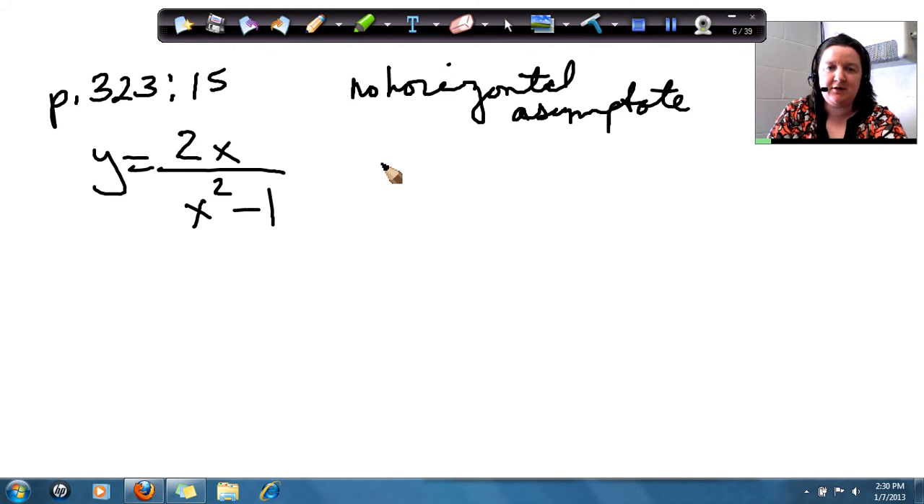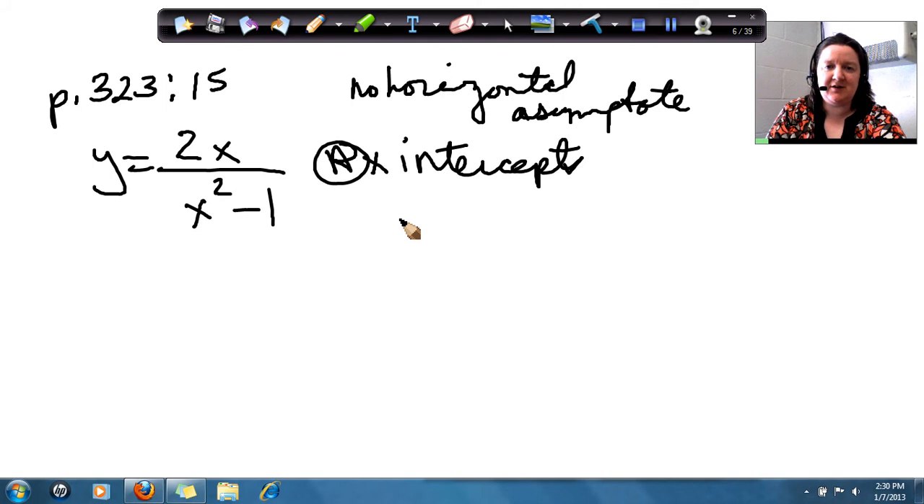We want to find our x-intercepts. So that means we're going to take the top of our fraction and make it equal to 0, which just gives us the value of x equals 0.